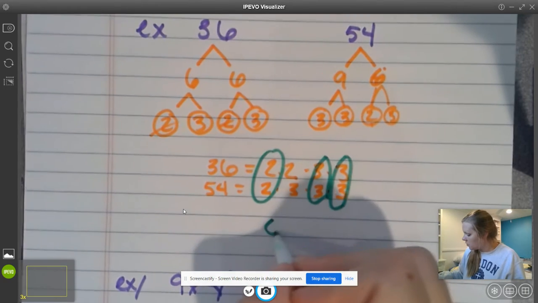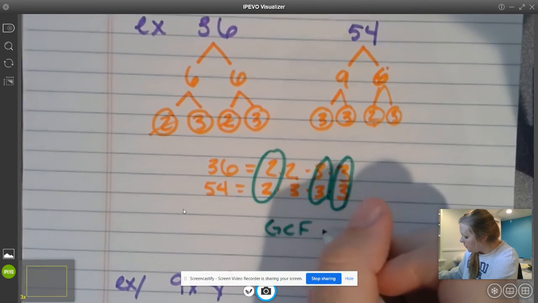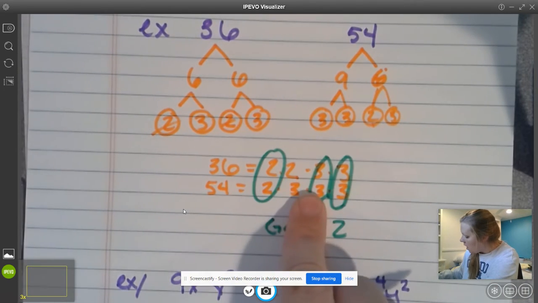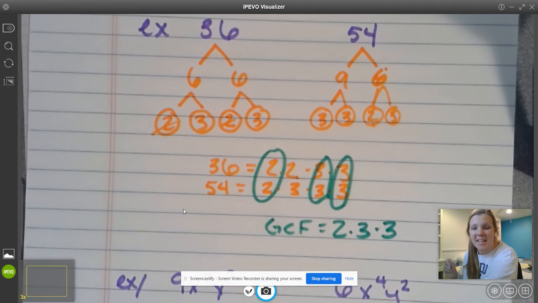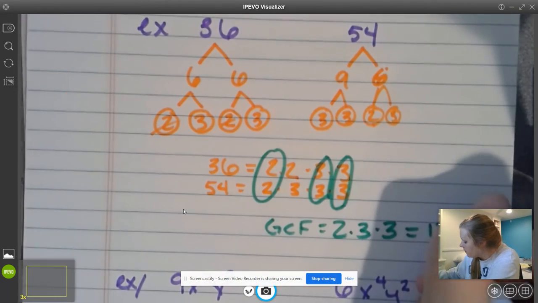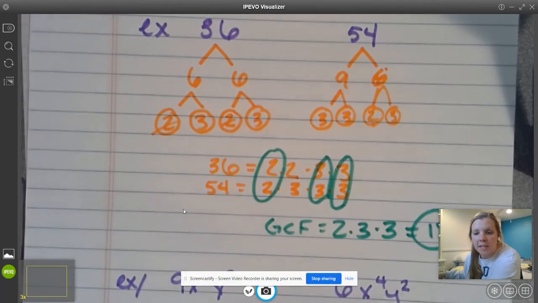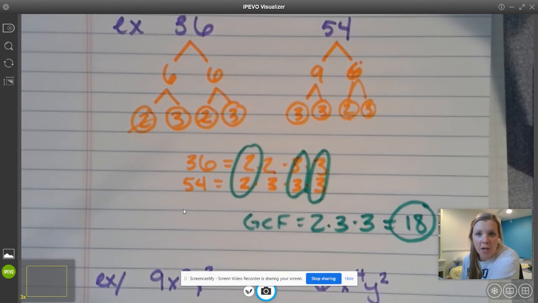And so to find the GCF, I'm going to take one number from each group. I'm going to take a 2, a 3 from this group, and a 3 from this group, and then I multiply. 2 times 3 is 6. 6 times 3 is 18. So the greatest common factor is 18. 18 is the biggest number that goes into both 36 and 54.